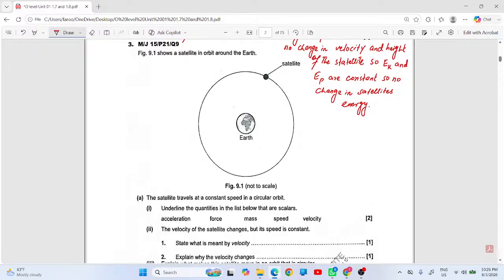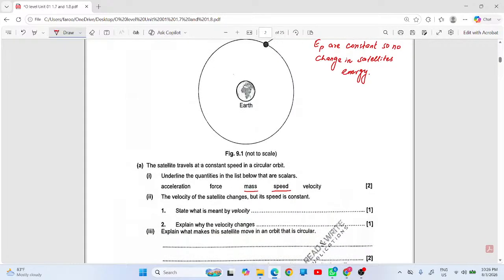Mass and speed come here. You have to underline them: mass and speed are scalars. Next: the velocity of the satellite changes, but its speed is constant. State what is meant by velocity. Velocity is the rate of change of displacement.